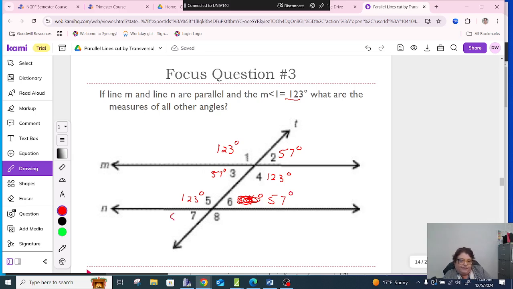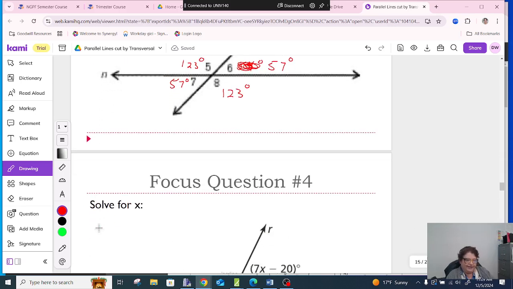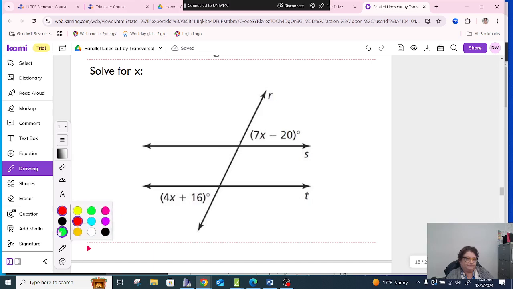I don't know. 57. And then what's this one over here? 123. Makes sense or doesn't make sense? Makes sense. And of course, we can't let it be that easy because it's math, right? We're going to throw in some algebra.